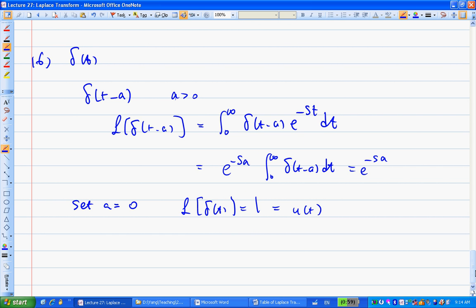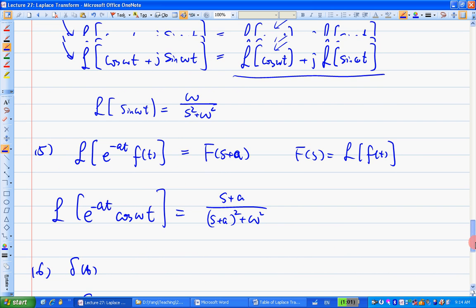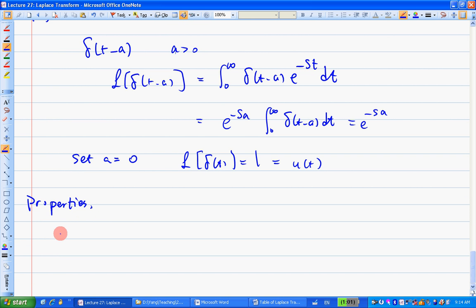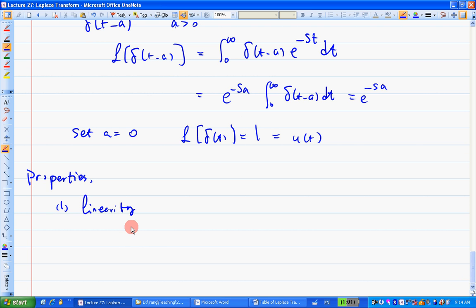There are some properties I think you need to know. A couple of these are very important in terms of solving second order differential equations. One of the properties I showed you here. So maybe I'll just write it down again. Actually, the first one is linearity. Linearity is basically the superposition rule.